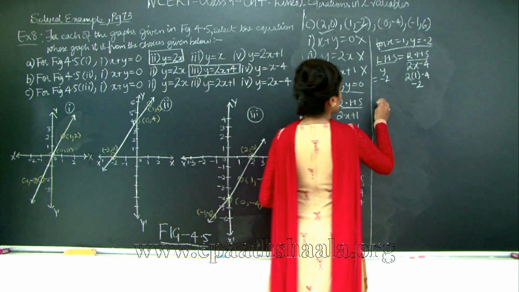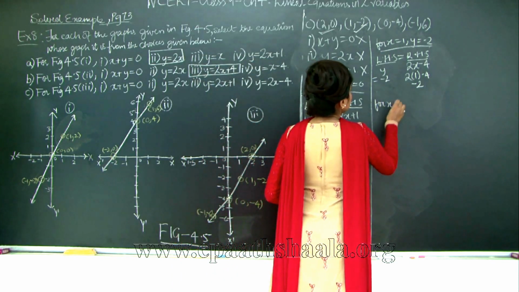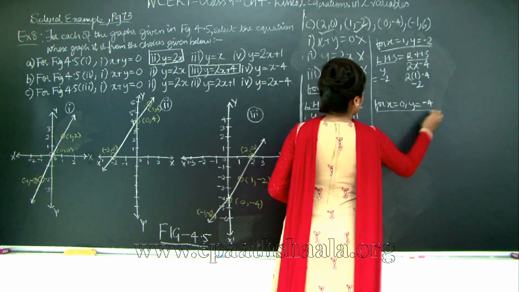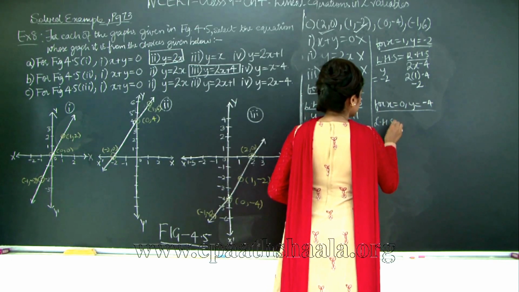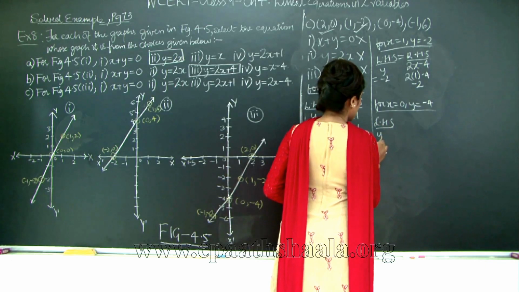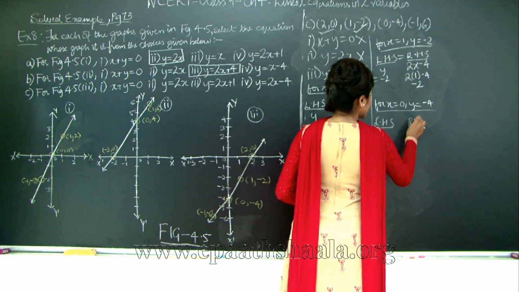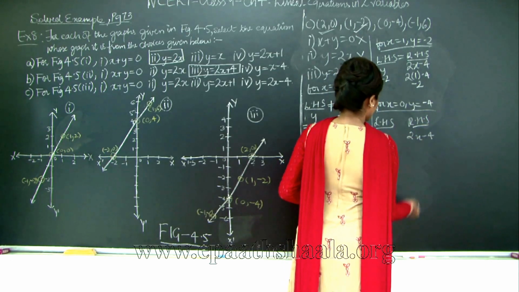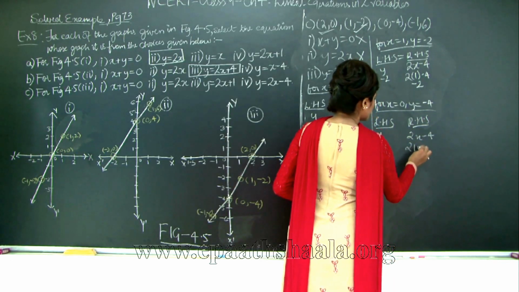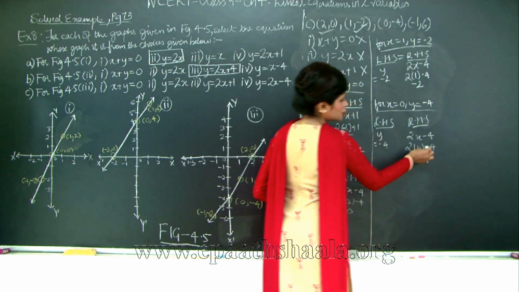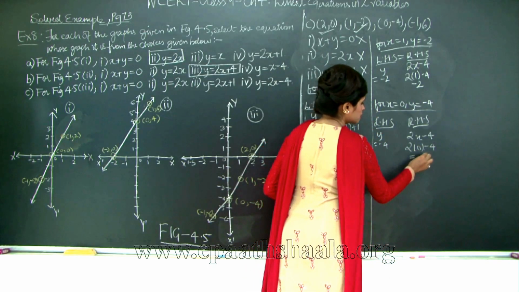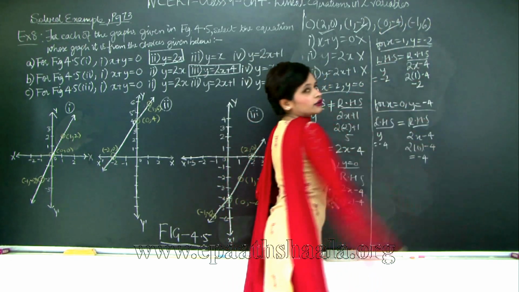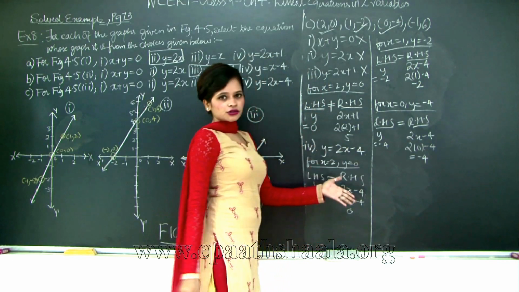Now, I will check for my third coordinate. For x is equal to 0 and y is equal to minus 4, my left hand side is y, which is minus 4, and right hand side is 2x minus 4. So this is 2 into 0 minus 4, which is 0 minus 4, it is going to be minus 4. Therefore, left hand side is equal to right hand side. Therefore, this coordinate also lies on the equation of my line y is equal to 2x minus 4.